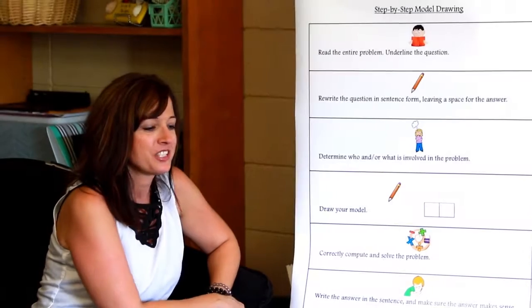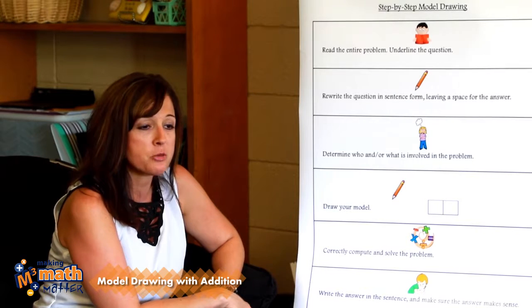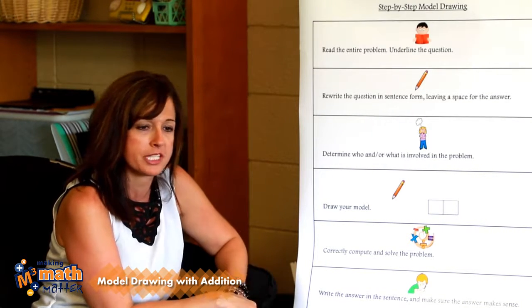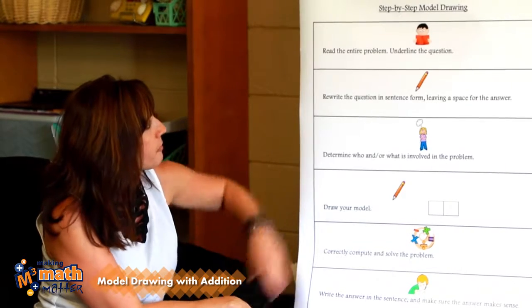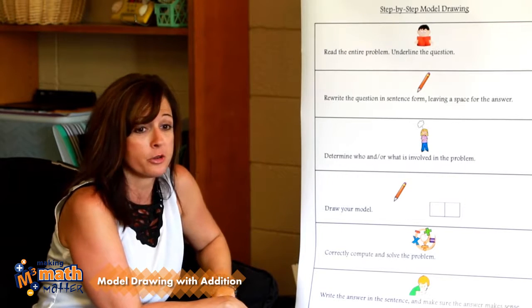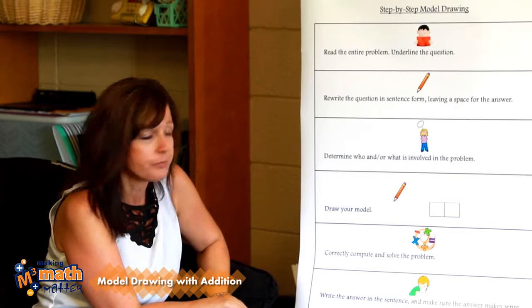All right, students, today what we're going to do is we are going to review the steps to model drawing. And then we're going to actually go and do some math and use those steps. So we always start off by reading the entire problem because mathematicians are also readers, aren't they? And then we underline the question.